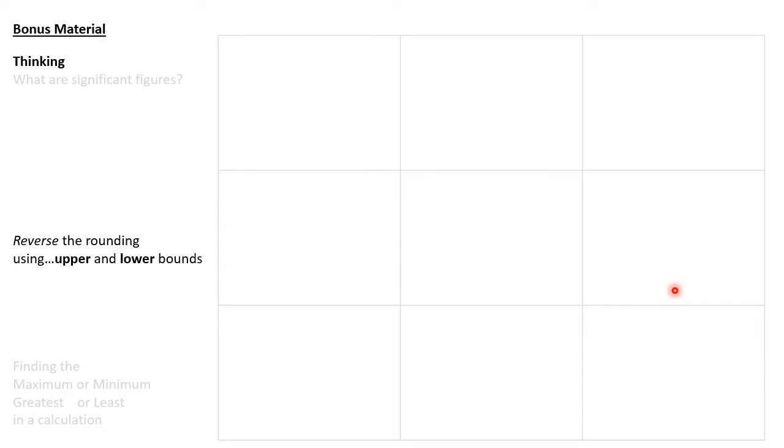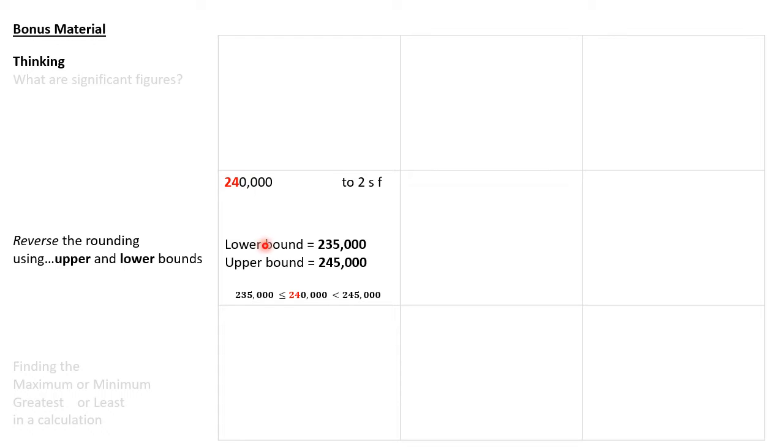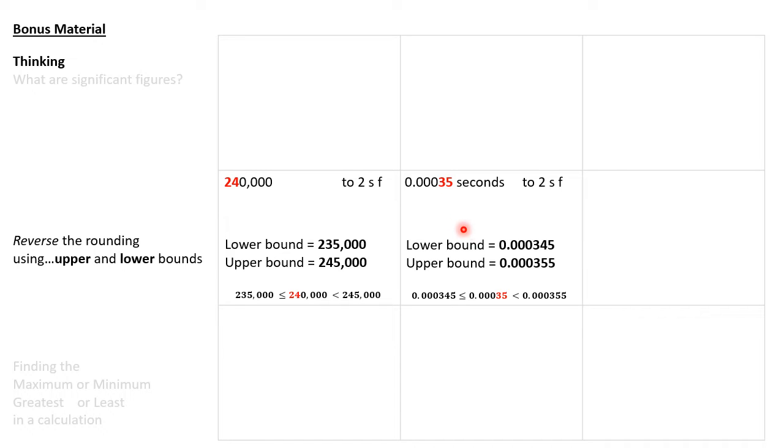And there's an inequality. If we have a look at two significant figures, it's a very similar process, we're just one column over. So I'm now looking, in this case, after the 4. I need to take 5,000 off and add 5,000 on to give me 235,000 and 245,000 for the lower and upper bounds. The next one, the 3, the 5, I need to look in the next column over, add 5 on and take 5 off. So it would be 0.00005 of a second to subtract and to add on to get your upper and your lower bounds.